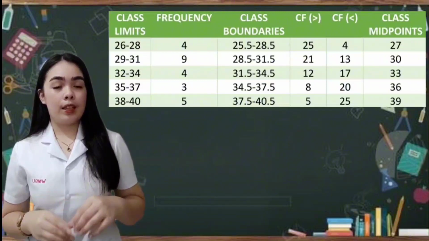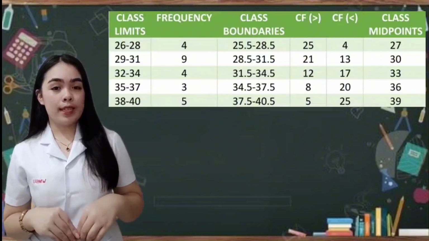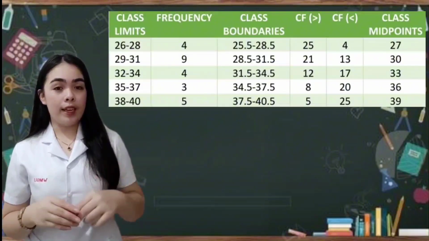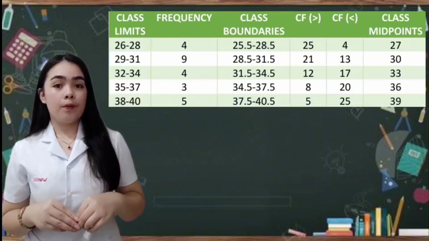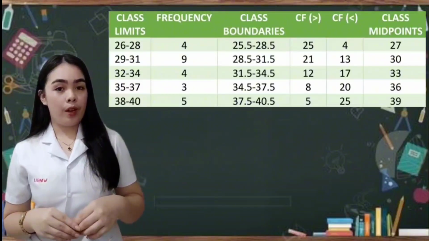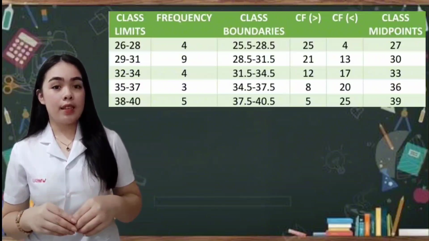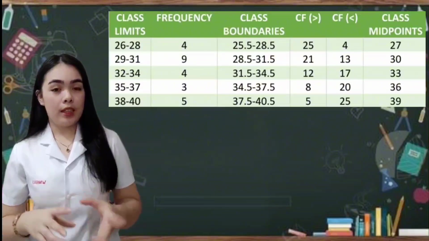So the next step is that 25 minus 4 from our frequency, that is 21, right? So 21, the same, minus 9, and that is 12. So 12 minus 4, that is 8. 8 minus 3, and that is 5.